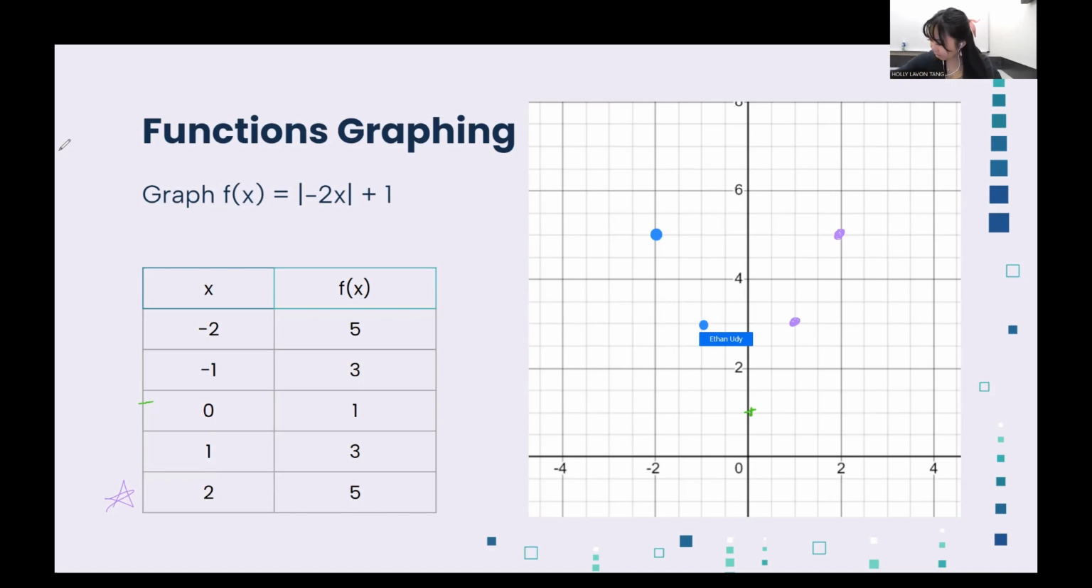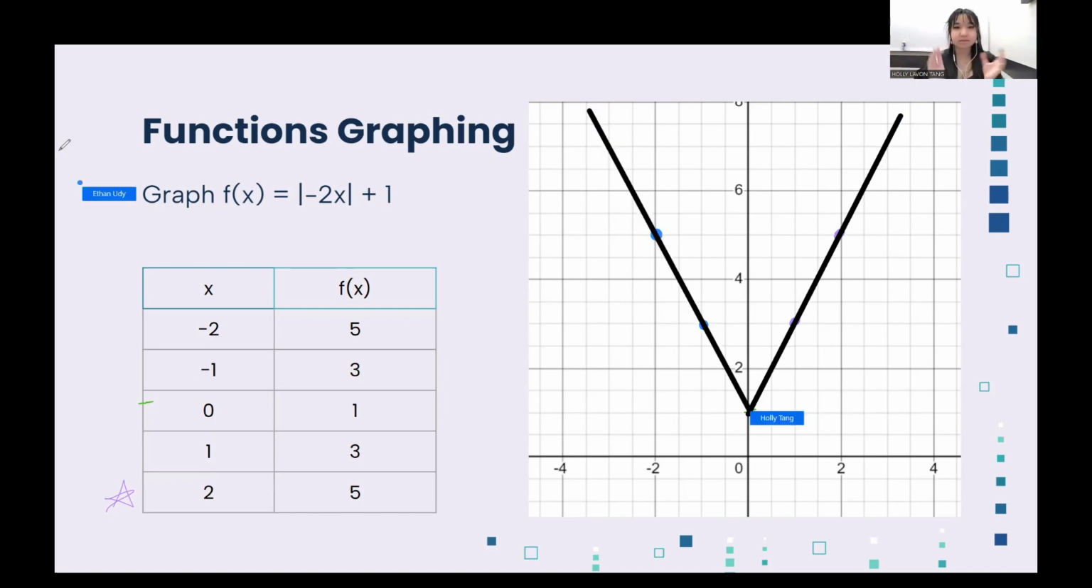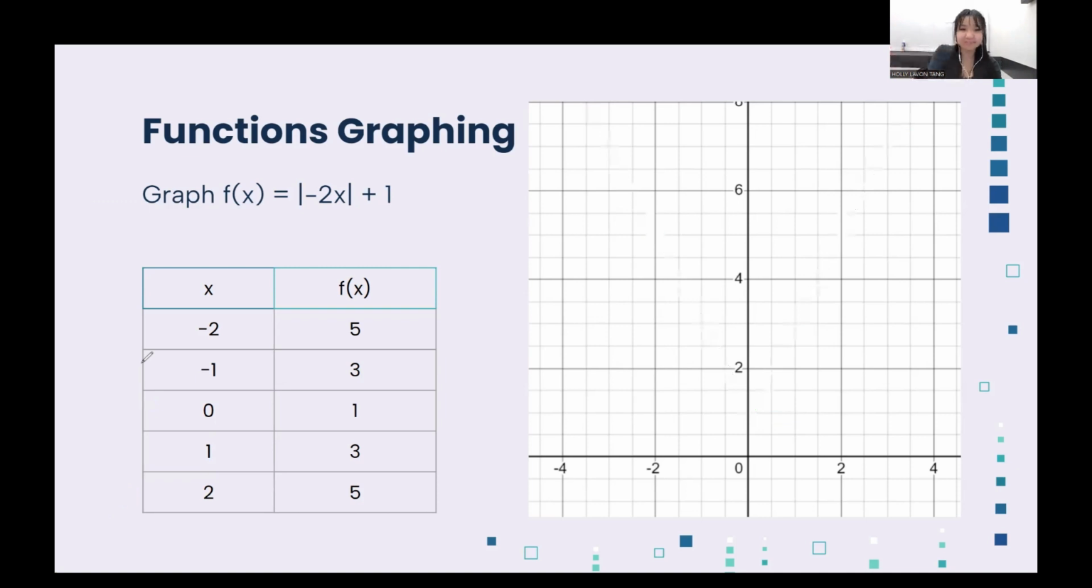All right, we've got all of our points, so I'll go ahead and connect them. And then knowing the function of absolute values is always like a sort of V shape, right? Does this look like what we would expect? Yes. Yay. All right. Great job. Be sure you know how to graph functions. You guys are pretty good at it.